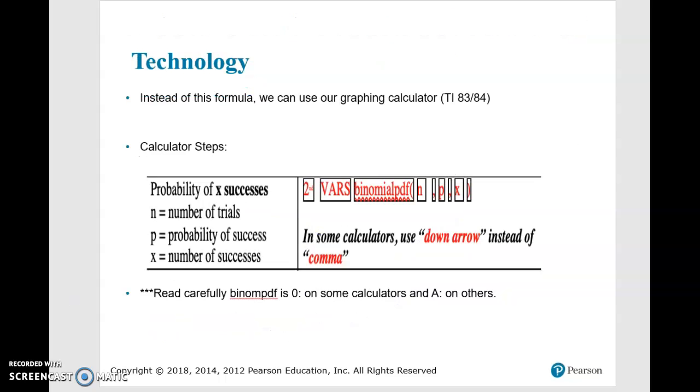Like I said, we're going to use technology instead of the formula. So in your calculator packet, but also here in your notes, you can see the calculator steps. The probability of x successes in n trials would be second vars, binomPDF of n, p, x. Some calculators use the down arrow instead of a comma. So if you have a menu, you'll be using the down arrow instead of a comma. And you want to read carefully because on some of our calculators, binomPDF is at 0, and on some of our calculators, it might be A. So make sure that it says binomPDF because we'll also be using binomCDF.